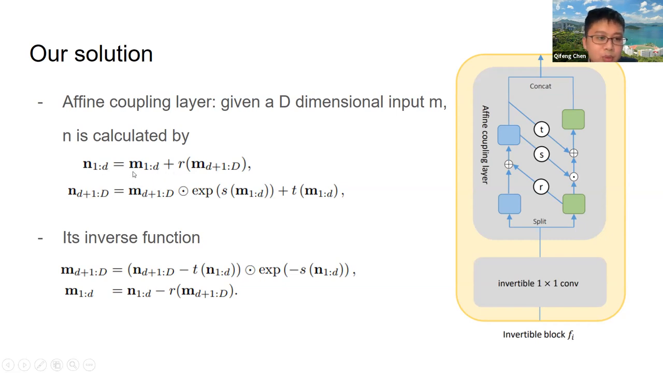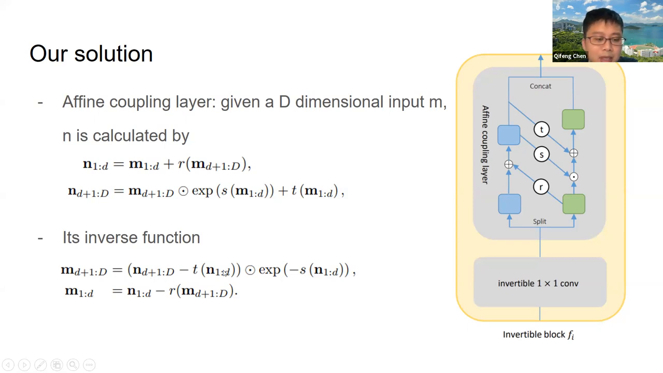First, we generate an output. Basically, it would be the sum of M from element 1 to D, and then some transformation, some function R on this part. The second part of the output would be the second part of the input M with an element-wise product with the exponential of another function S, plus a function T on this part. With some simple arithmetic, we can show that this part would be equal to this part minus this part and divided by this part, and it essentially would be equivalent to this.